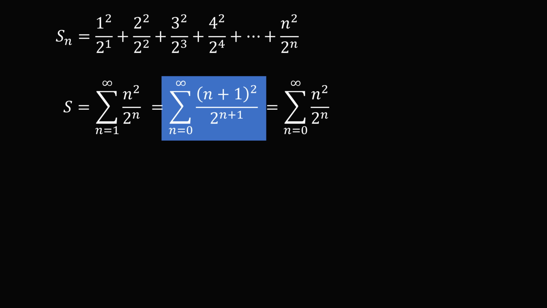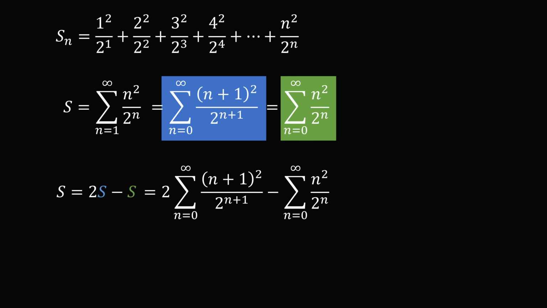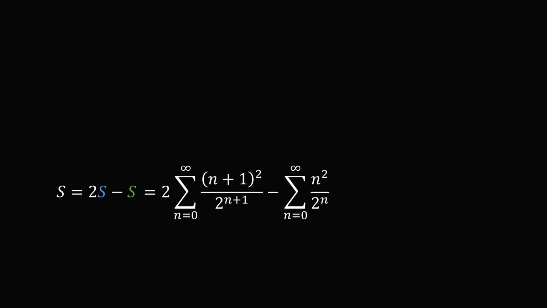Now from here, we're going to take this summation minus this summation. In fact, we will take 2 times the blue summation. So the sum is equal to 2 times the blue summation minus the green summation. That's of course equal to the original summation. So now we have 2 times the blue summation minus the green summation. So let's simplify this.